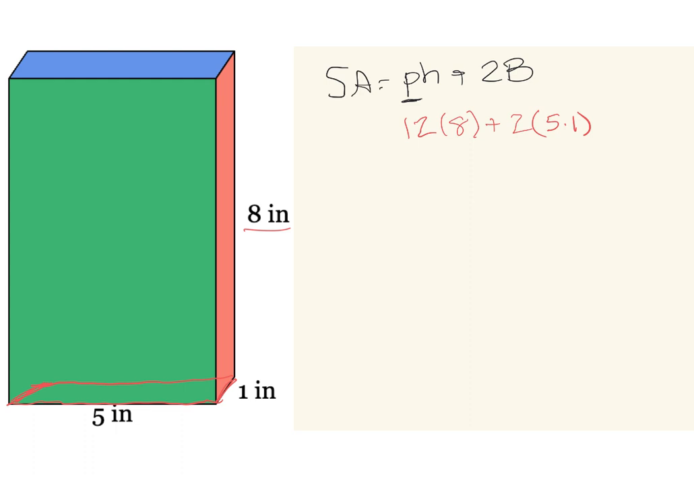So we could do 12 times 8, which is 96, plus 5 times 1 is 5, times 2 is 10. So my surface area would be 106 inches squared, because remember, area is a two-dimensional measurement, so inches squared.